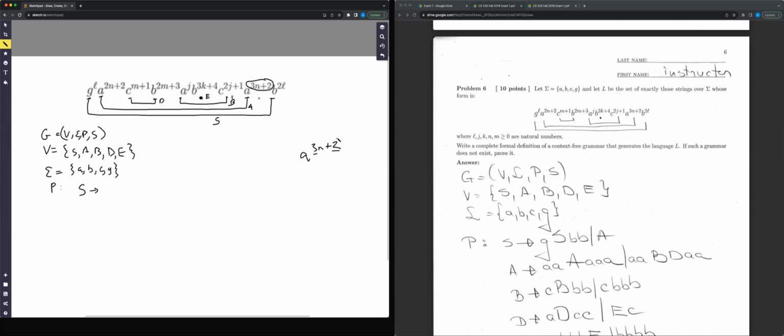Regardless of what n is, we'll always have at least 2 A's, and then any multiple of 3 A's also. So this G to the L and this B to the L, we have our recursive statement and our base case. So our recursive statement is whatever is on the coefficients. There's a 1 coefficient here, so just 1G, and there's a 2 over here, so BB.